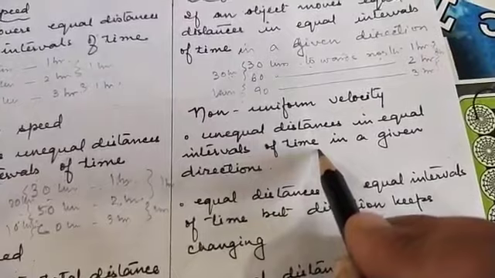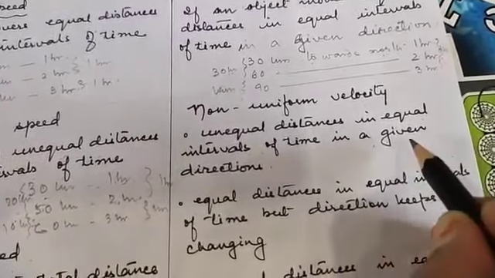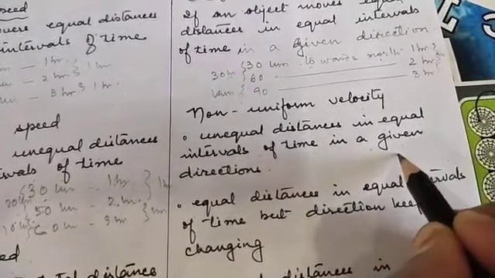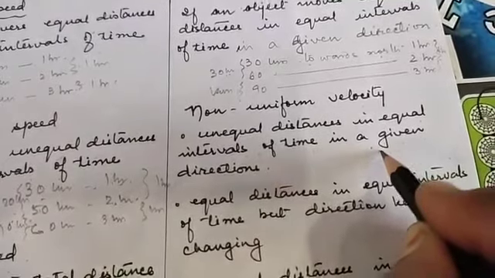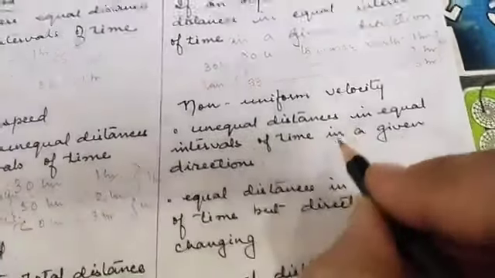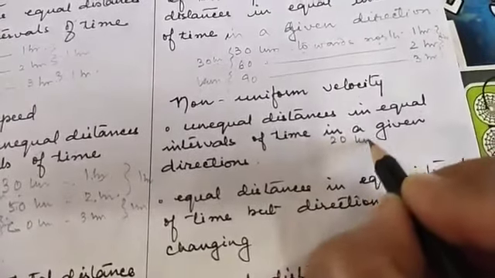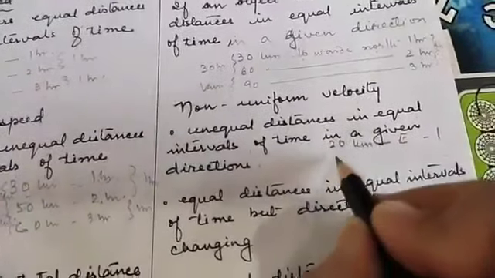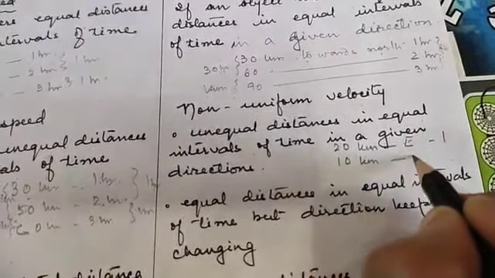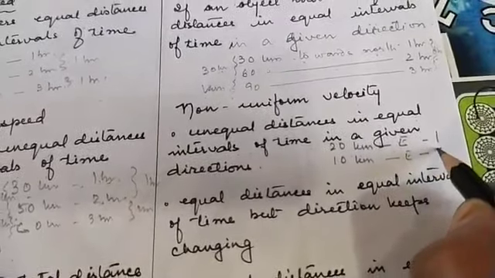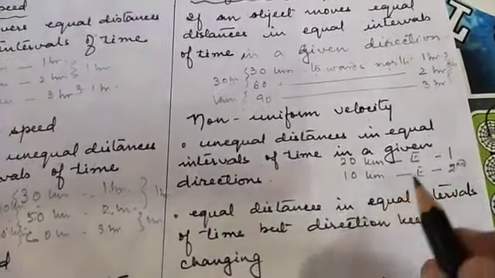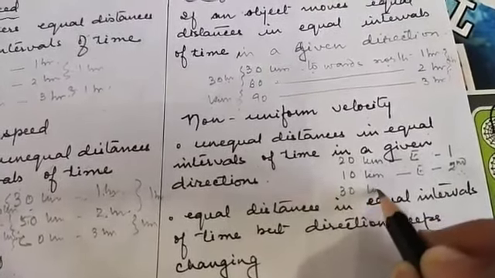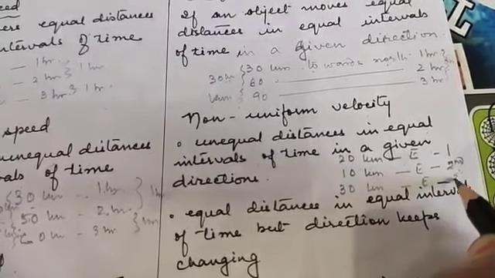Suppose a body is travelling 20 kilometers in the first hour towards east, then it covers 10 kilometers in the second hour, direction east. Then it covers, suppose, 30 kilometers in the same direction in the third hour.